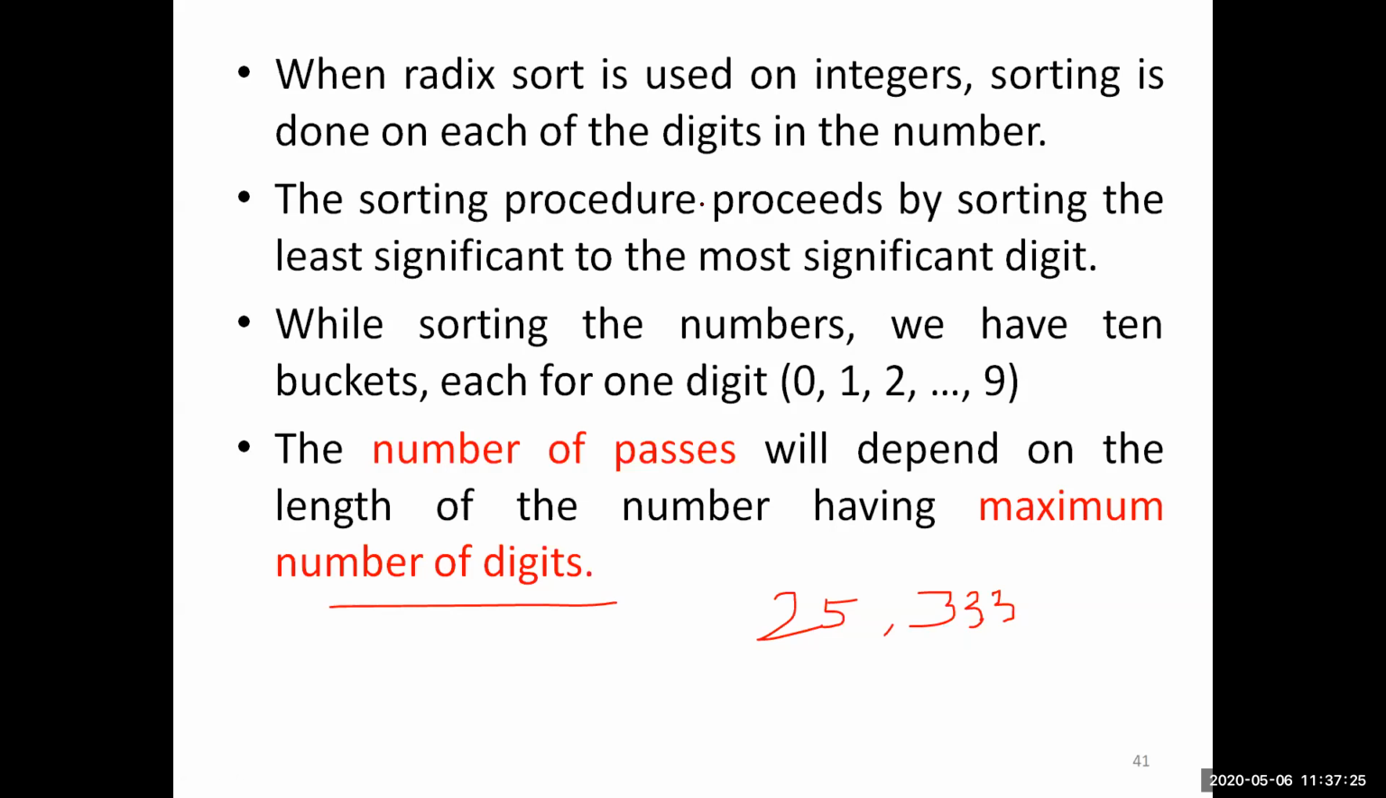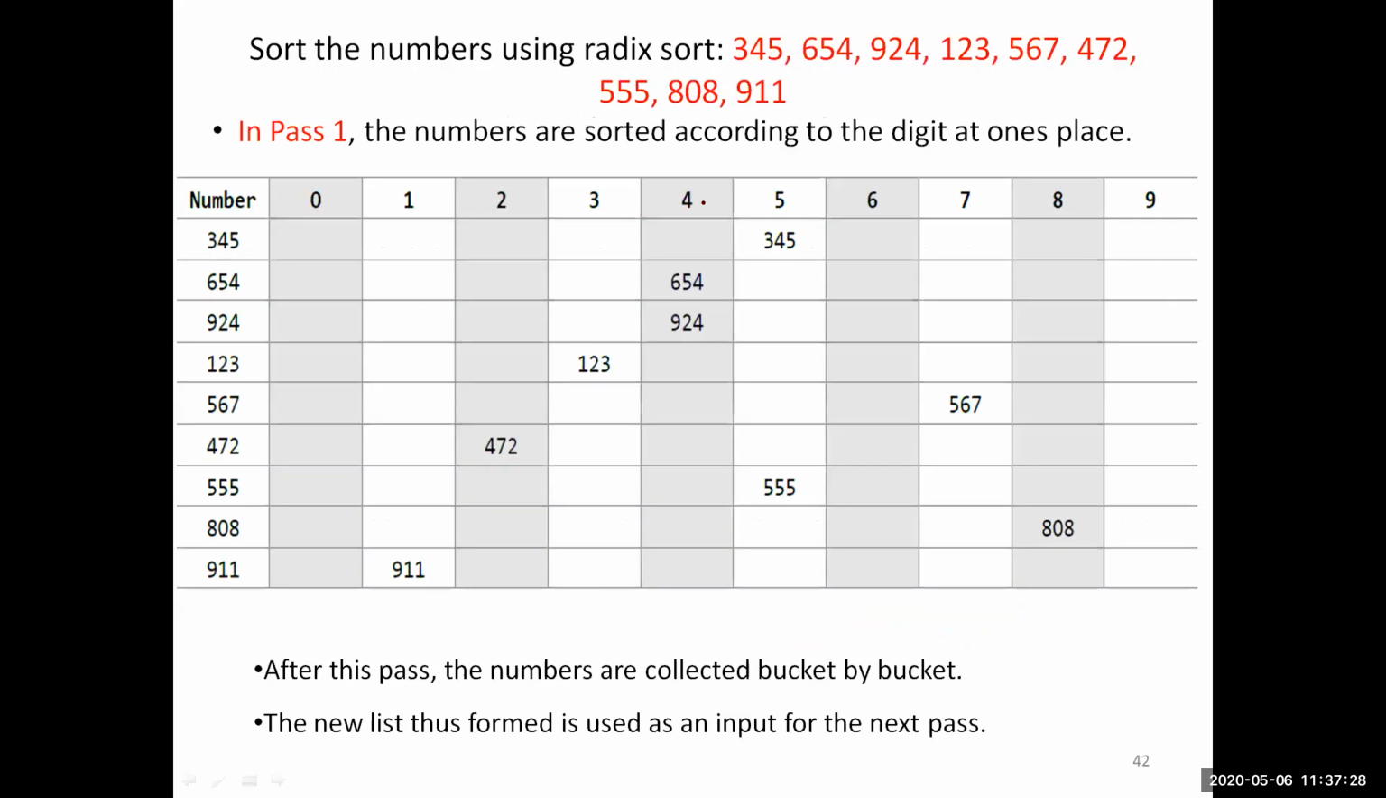Let us take an example. This is the given input. How are we going to solve this with radix sort? Here the input is 345, 654, and so on up to 911. We have 9 inputs, so the n size is 9. Since it is an integer, we have to take 10 buckets, starting from 0. Whatever the input, even if there are 1000 numbers in an array, the bucket size is 0 to 9, so it is 10 buckets.